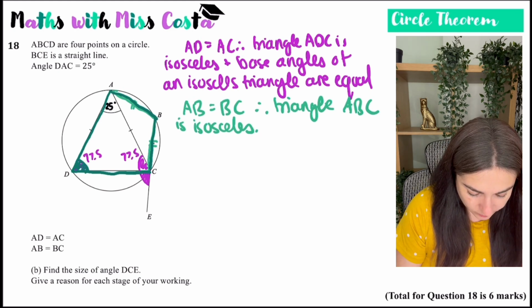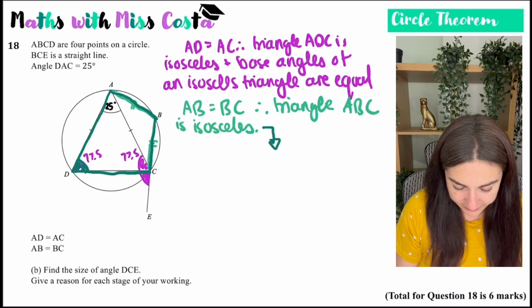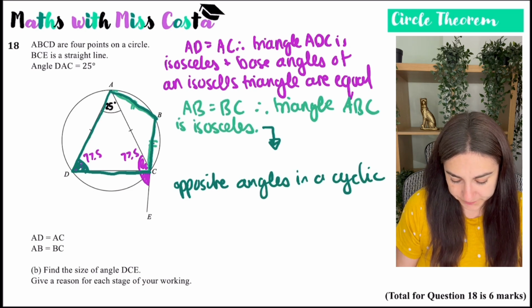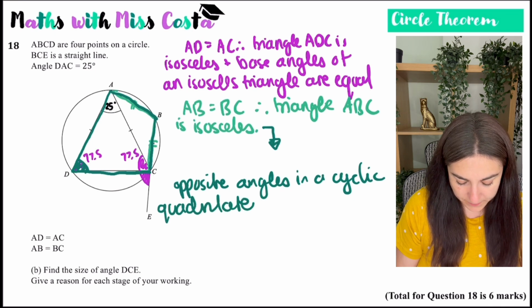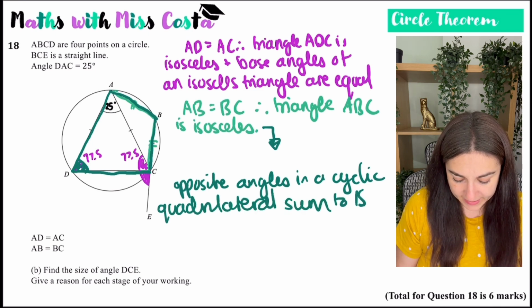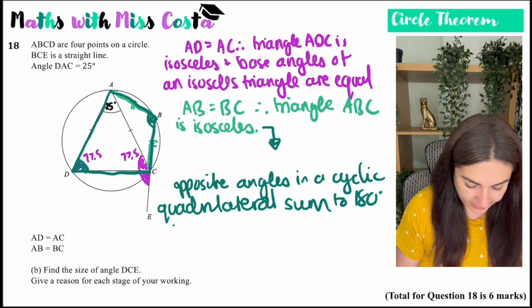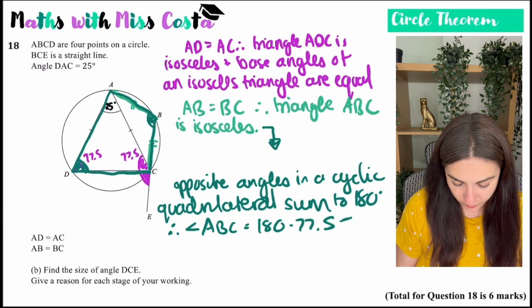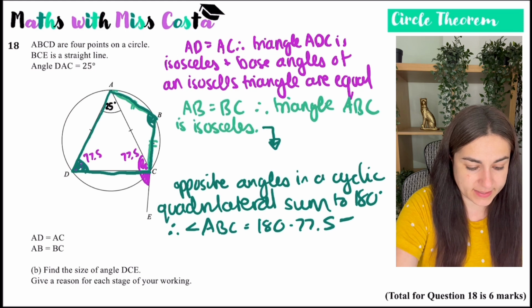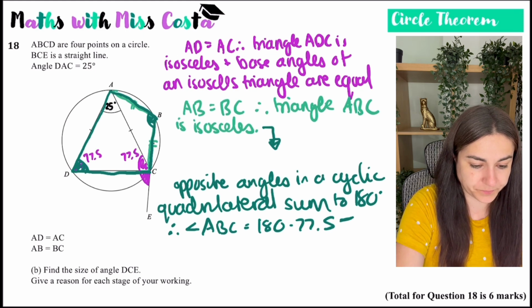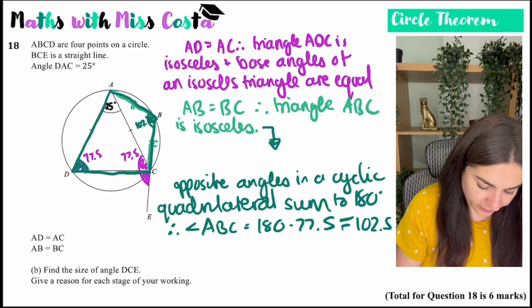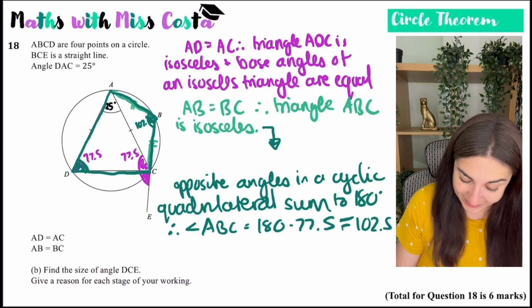So opposite angles, so we'll save this reason till later. So opposite angles in a cyclic quadrilateral sum to 180 degrees. Therefore, I can figure out what this angle here is. Therefore, angle ABC equals 180 take away 77.5, which equals 102.5 degrees. So this angle here is 102.5 degrees, and this is isosceles.